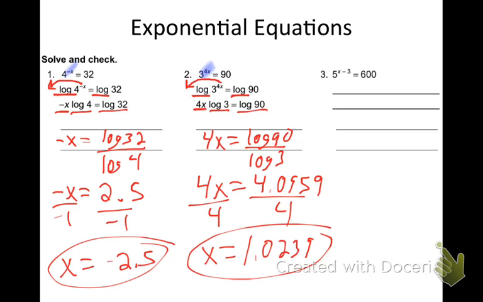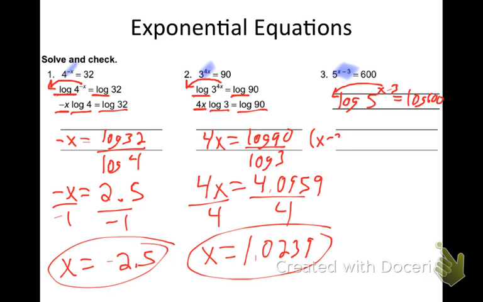Notice my x is in the exponent. What do I want to do to both sides now? I want to log them. So I log both sides. Give me log 5 to the x minus 3 equals log 600. Awesome. Why do I log it? Because what am I going to do with my exponent then? Bring it to the front. Bring the exponent to the front.